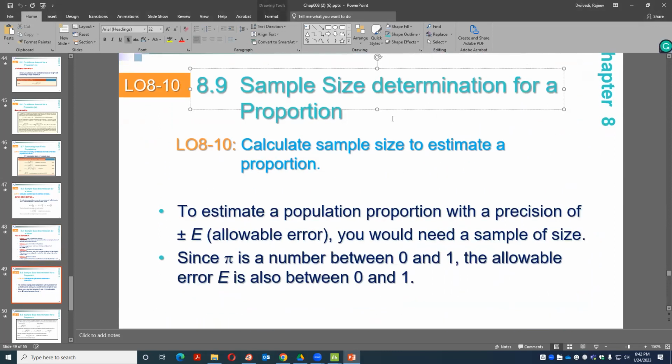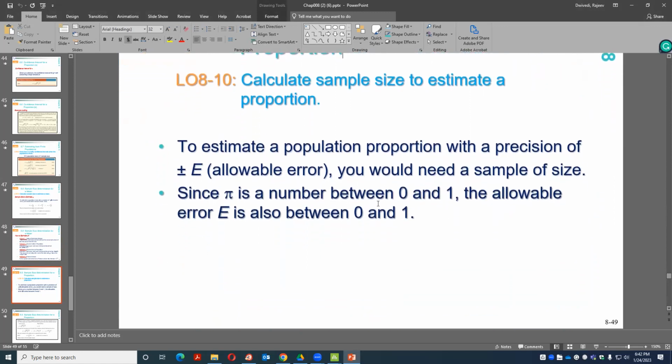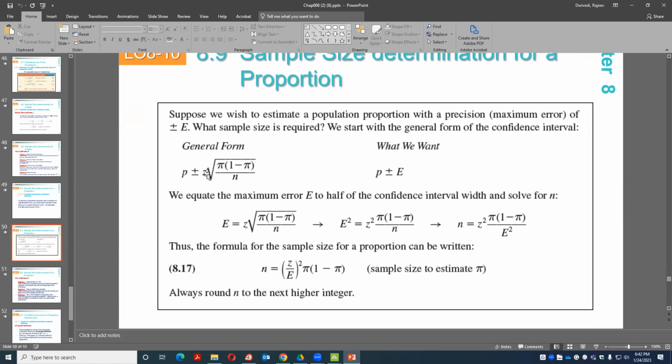For mean we just learned; now, sample size determination for proportion. The same kind of formula applies. Here, the general form is P plus or minus Z times the square root of pi(1 minus pi) over n, and the error E equals this. So N equals Z squared times pi(1 minus pi) over E squared. N equals (Z / E) squared times pi(1 minus pi). This is the formula.